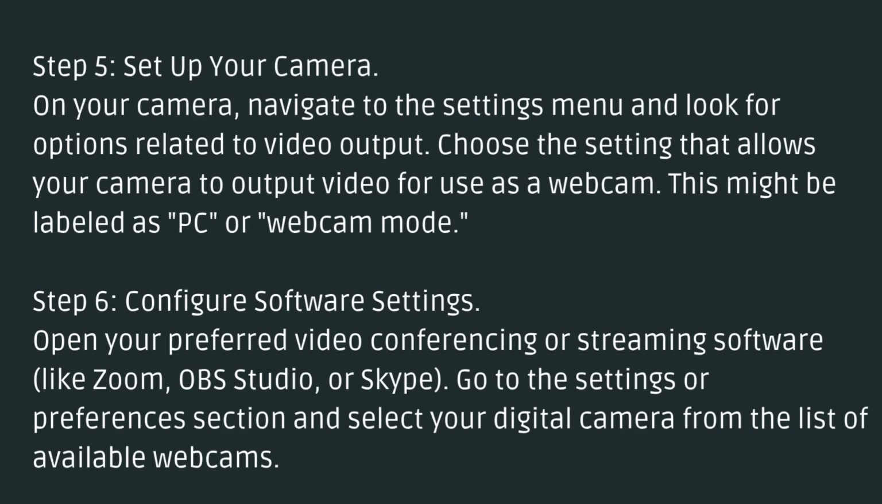Step 5. Set up your camera. On your camera, navigate to the settings menu and look for options related to video output. Choose the setting that allows your camera to output video for use as a webcam. This might be labeled as PC or webcam mode.